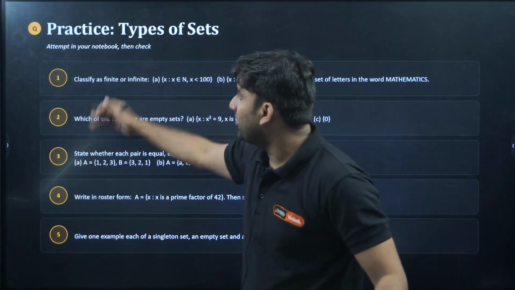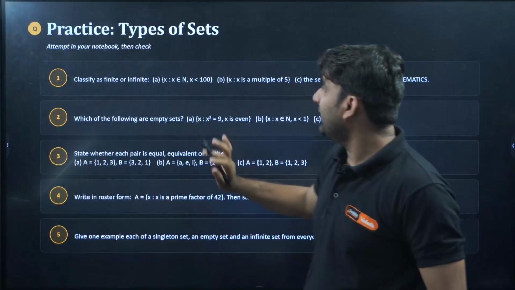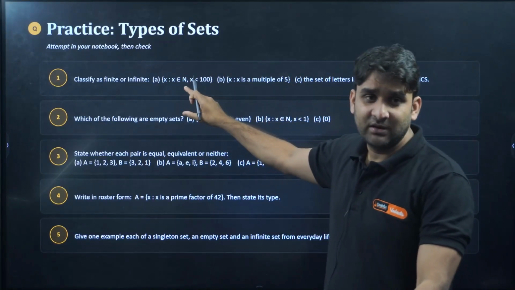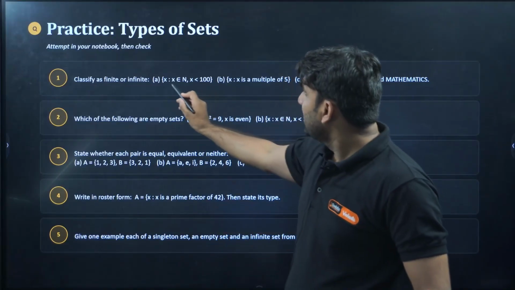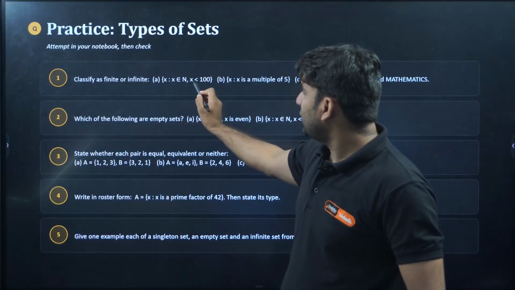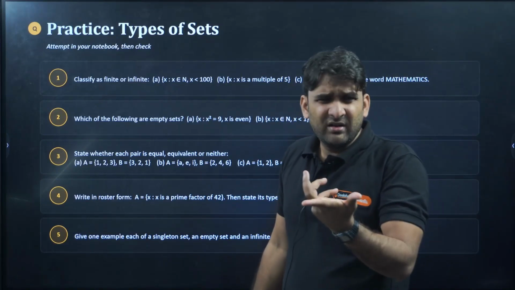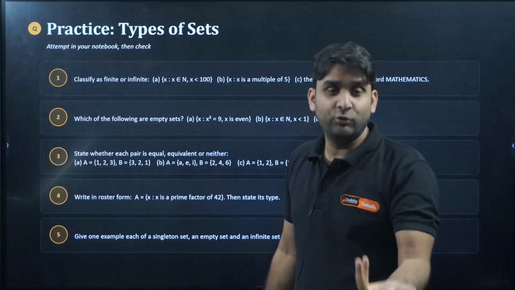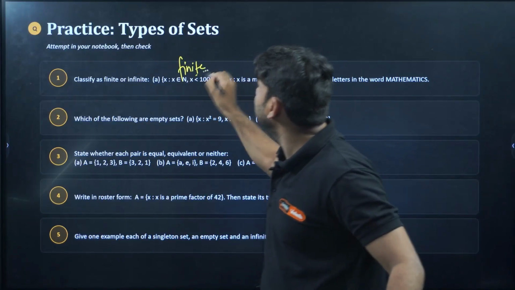Now, practice type of sets. So let's talk about a few questions from the textbook. First question: classify as finite or infinite. We have a few sets given and we have to classify whether the given sets are finite or infinite. Look, x such that x belongs to natural numbers and x is less than 100. x is a natural number less than 100, so from 1 to 99 we can write the numbers. So this is obviously finite.